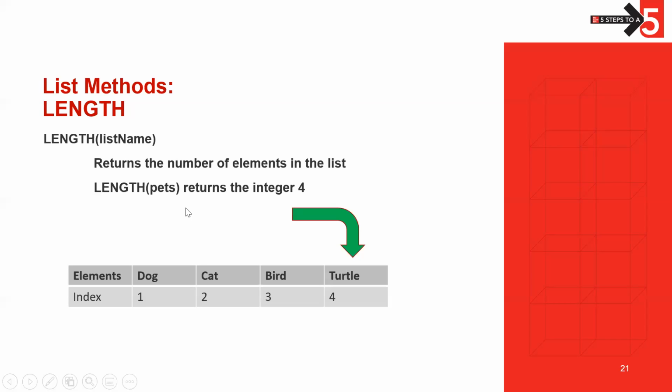All right, so let's start with length. Length comes in very handy. All you have to do is give the list name inside the parentheses. What list do you want to know the length of? Or what string do you want to know the length of? And it just returns the value as an integer.